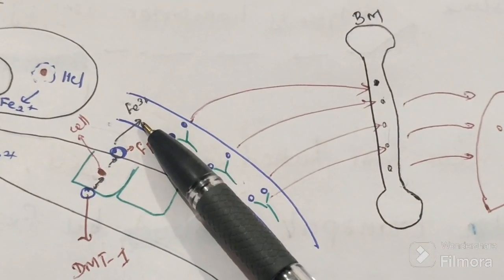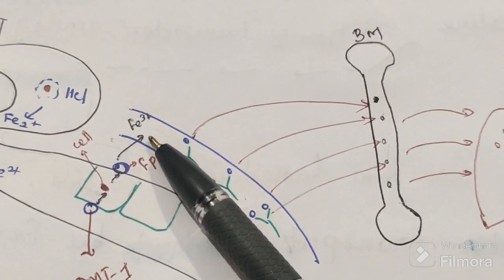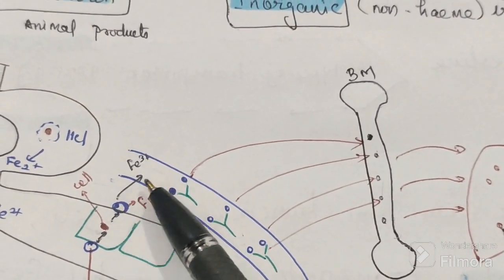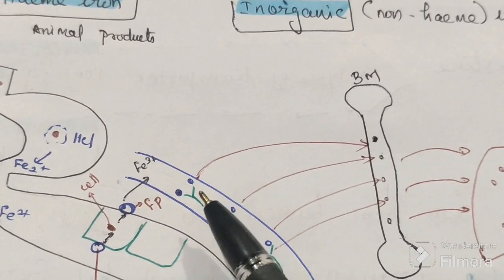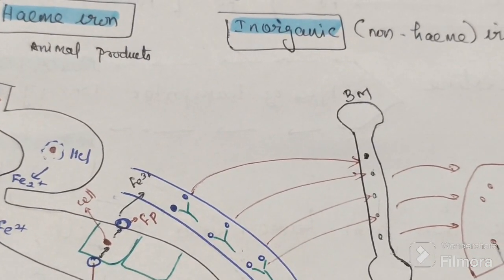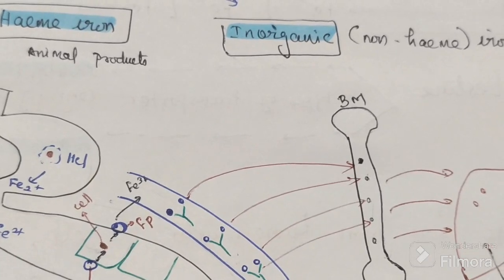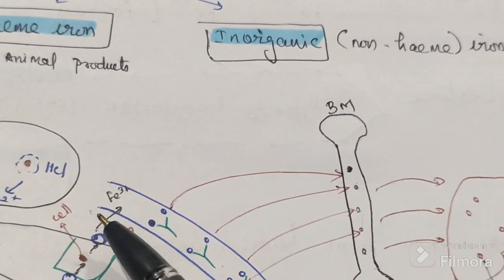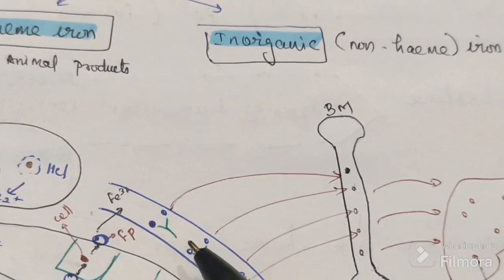Now in the blood, iron cannot move alone. For transport purposes, it requires a transporter. So what is the transporter of iron? The transporter of iron is known as transferrin.